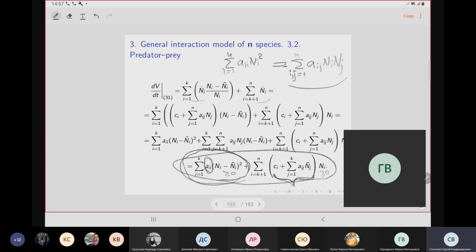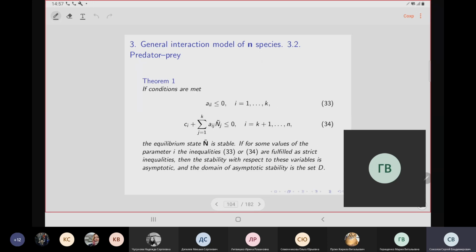So finally, we can formulate the theorem of stability. What do we need for stability? We need that aii will be non-positive, and the quantity will be non-positive too. So the theorem is valid if the species have interspecific competition, and if these equations are valid, then the equilibrium state n tilde is stable.